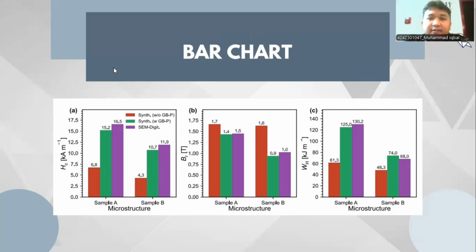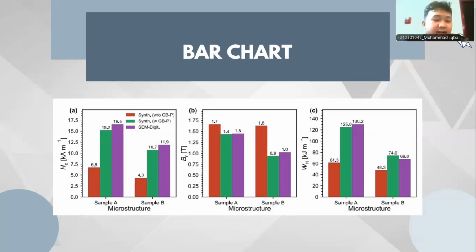Here we can see three bar charts that explain the hysteresis characteristics of the material under different microstructural conditions. This figure presents three main hysteresis features. The first bar chart shows the coercivity, the second illustrates the remanence, and the third displays the hysteresis loss. In this figure, the red bars represent synthetic microstructures without a grain boundary phase. The green bars correspond to synthetic microstructures with a grain boundary phase, and the purple bars indicate results obtained from the direct digitalization of SEM photomicrographs.